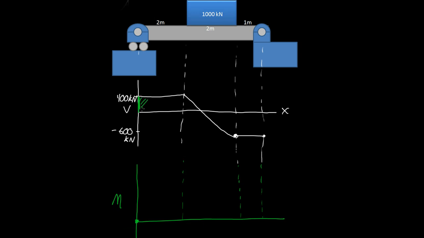The area until this point is the total area under this, that's 400 kilonewtons times 2 meters. So that gives us 800 kilonewton meters. So we'll say maybe that's a point right there. Again, that's 800 kilonewton meters, so all the way right there. So that is a straight line. The reason it's a straight line is because the area is increasing equally. So it's linear.